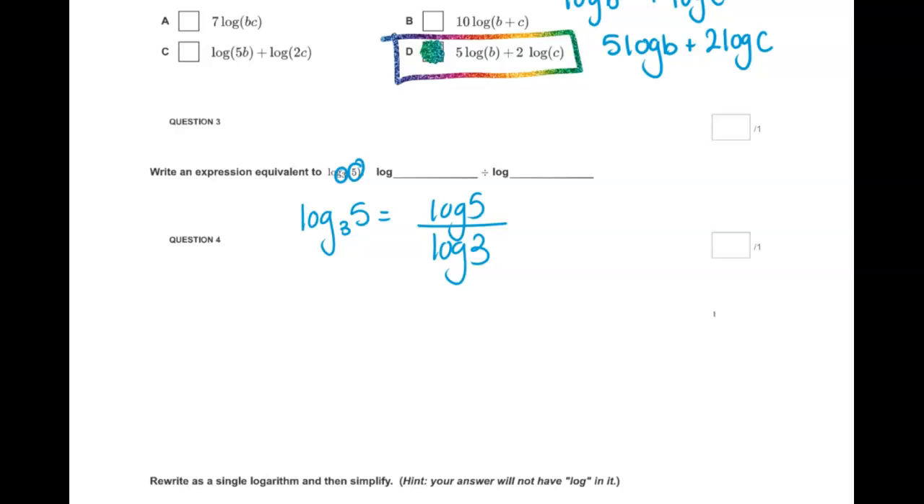I changed up my routine, though. I have to have it rainbow and be consistent here. So log 5 over log 3. And that's just one of those rules.